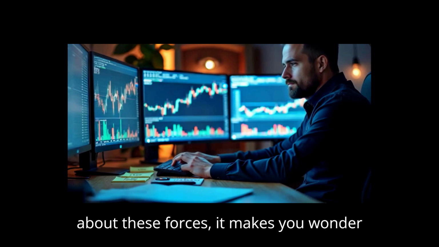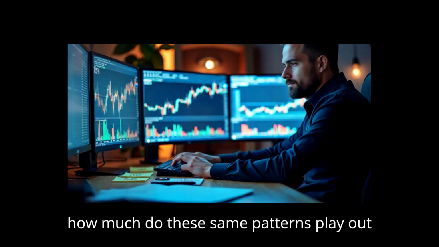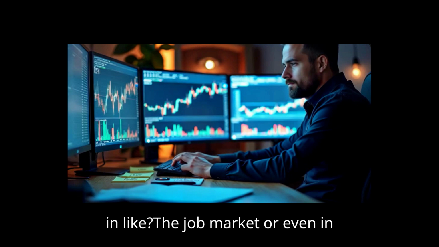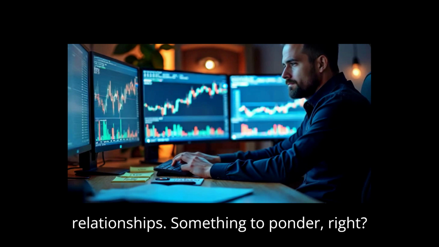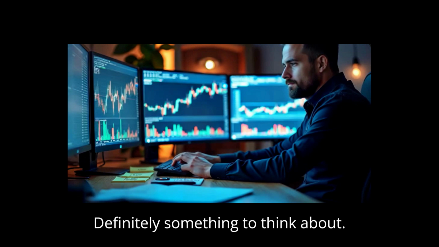Now, thinking about these forces, it makes you wonder, how much do these same patterns play out in the job market or even in relationships? Something to ponder, right? Definitely something to think about.